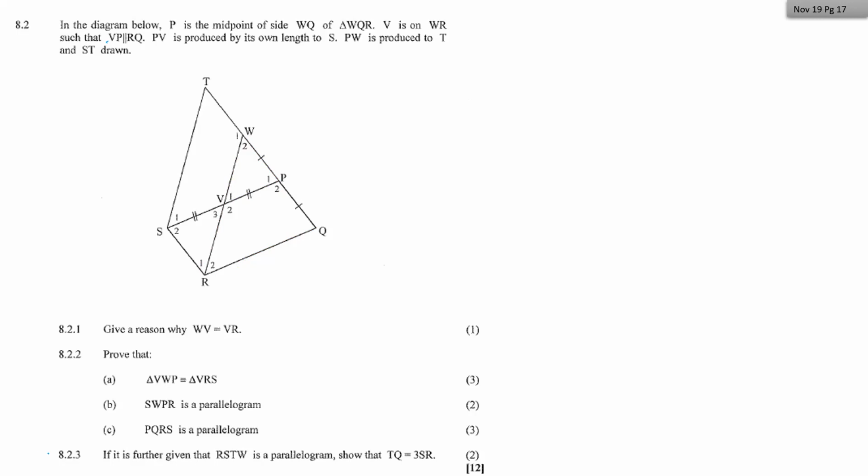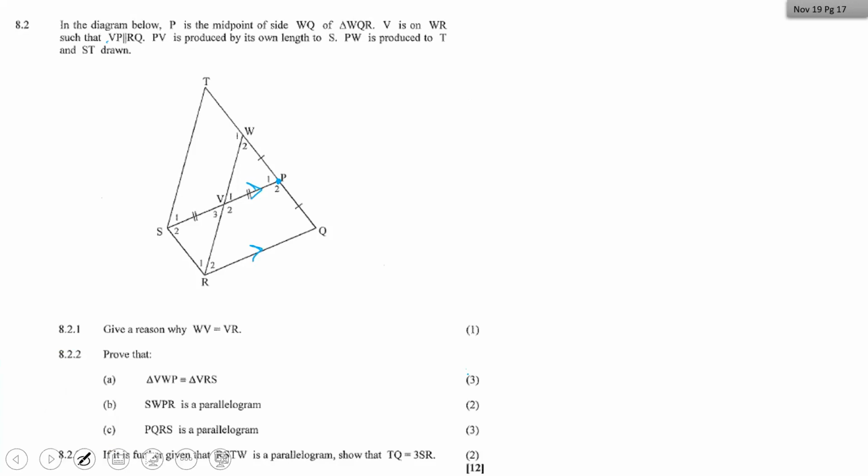All right, let's get into the question. And I want to start off by reading. It tells you that P is a midpoint of side WQ, and it is marked for us. So let's just put a dot there, showing us that P is a midpoint. It goes on to say V is on WR such that VP is parallel to RQ.